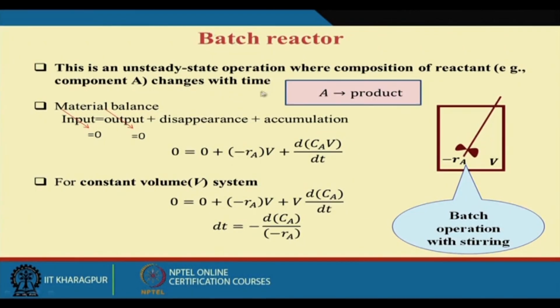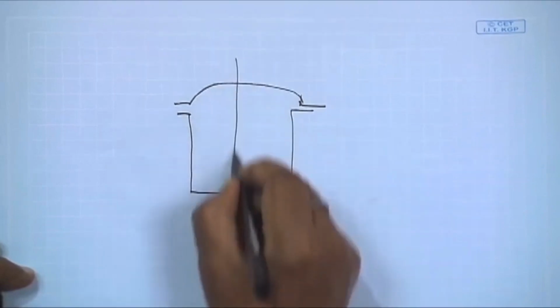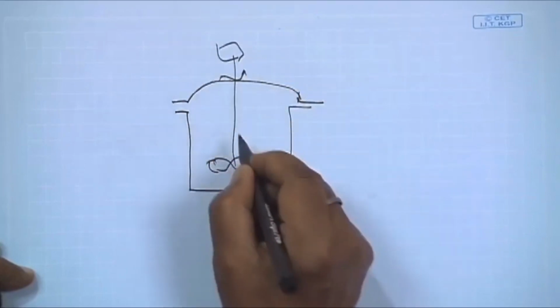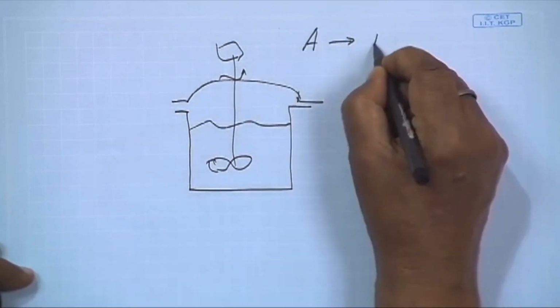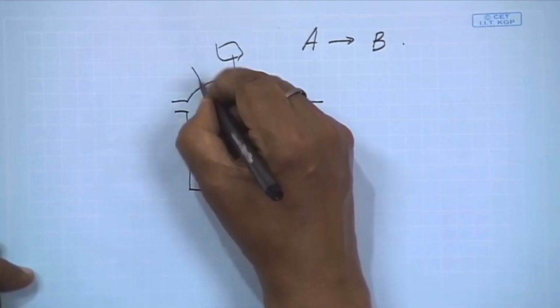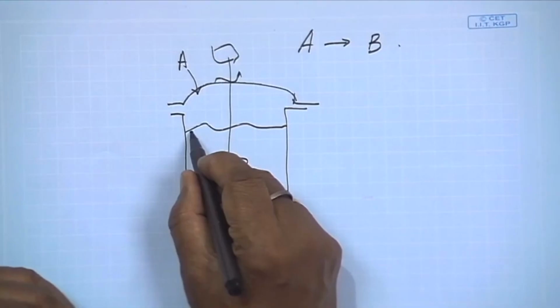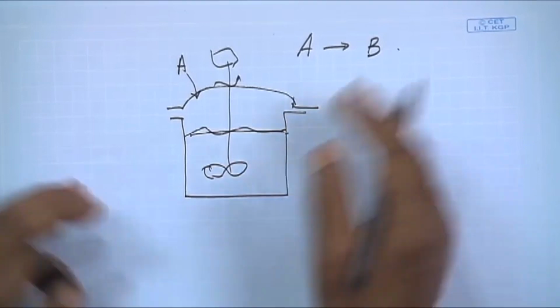First, I am going to show you the batch reactor. If you look at it, it is very simple. It is like this. This is the reactor, and this is the motor, and it is rotating like this. Suppose A is converted to B. We put the substrate A in at one time. We put all the material inside the reactor, allow the reaction to take place, and when the reaction is over, we take it out.